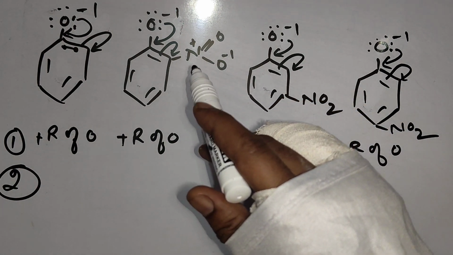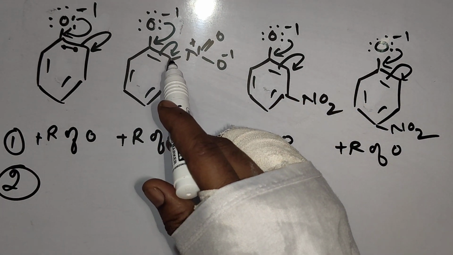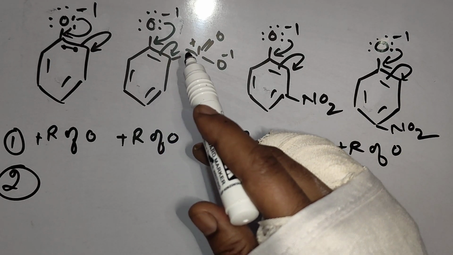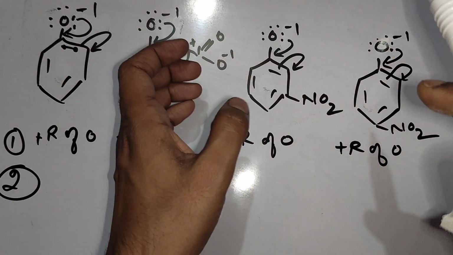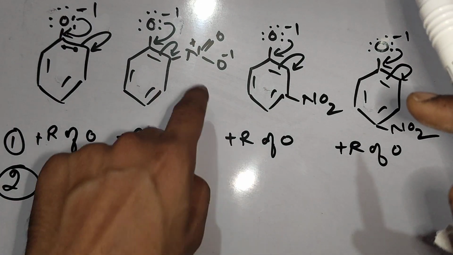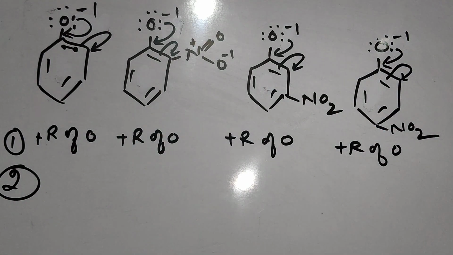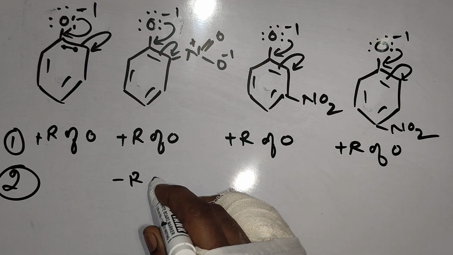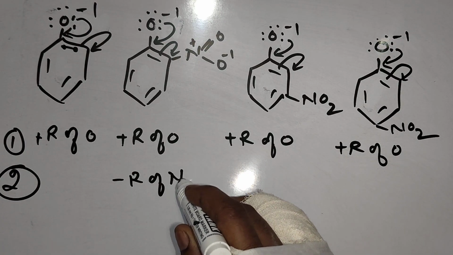Nitro group is available. On which position? Ortho position. In previous videos, I have already told to you, from ortho position, nitro group will absorb electrons. Which effect it will? It will be a minus R effect. So here I will write minus R of NO2.